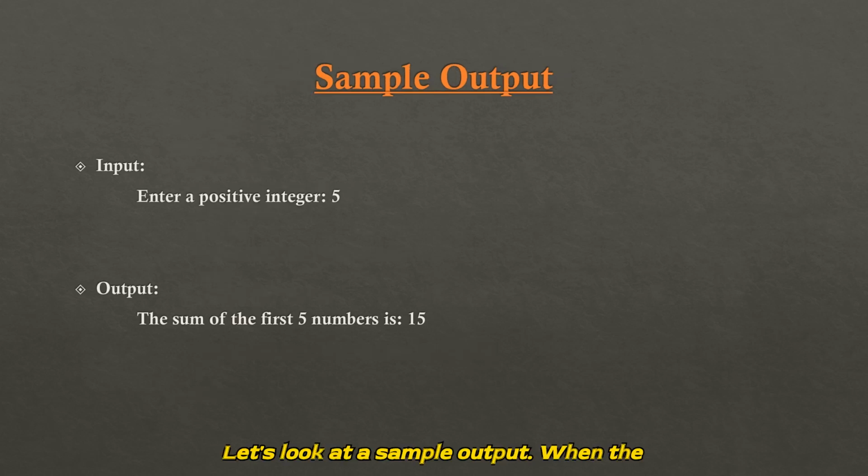Let's look at a sample output. When the user enters the number 5, the program will calculate the sum of the numbers 1 plus 2 plus 3 plus 4 plus 5. The program outputs the result, "The sum of the first 5 integers is 15." This demonstrates how the program interacts with the user and provides a meaningful result based on the input. It's important to note that the program can handle any positive integer entered by the user, and it will return the correct sum every time.